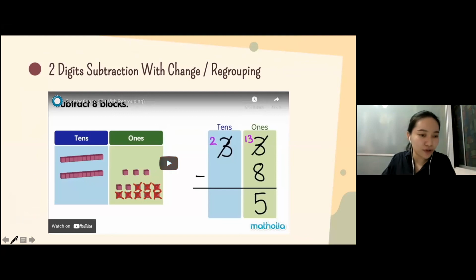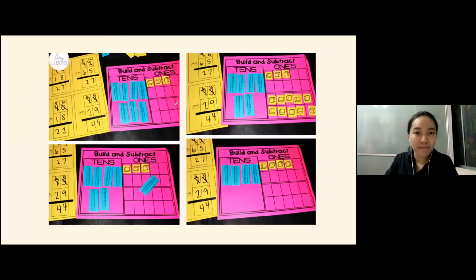I'm not going to show this video, but we can look at the picture, the thumbnail here. So we have 33. 1, 2, 3. We put 33. And then is 3 enough? No, it's not enough. So we change 1 ten into 10 ones. We borrow. So you can have this kind of, like what I said just now, a place value map in your class, can help the kids to visualize.